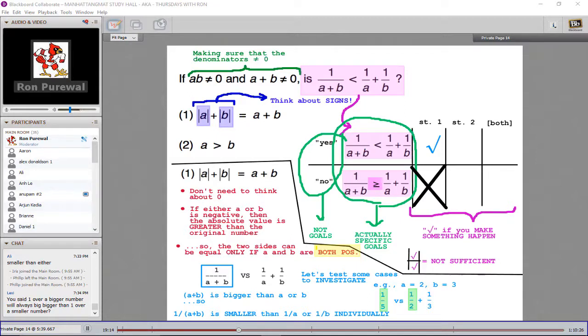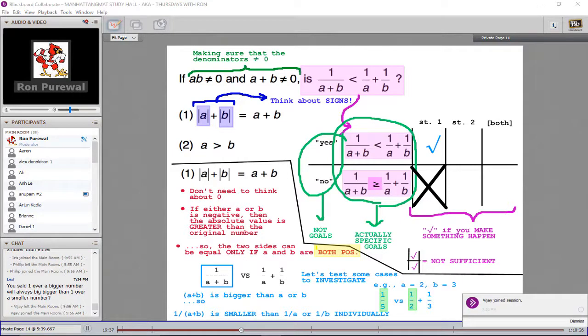Sorry, that's not what I meant to say. If I said that, that's backwards. If everything has the same sign, then 1 over bigger is smaller, and 1 over smaller is bigger. If you just think about fractions, that should make sense. Like, you know that 1 millionth is a lot less than 1/2. A million's a lot more than 2.